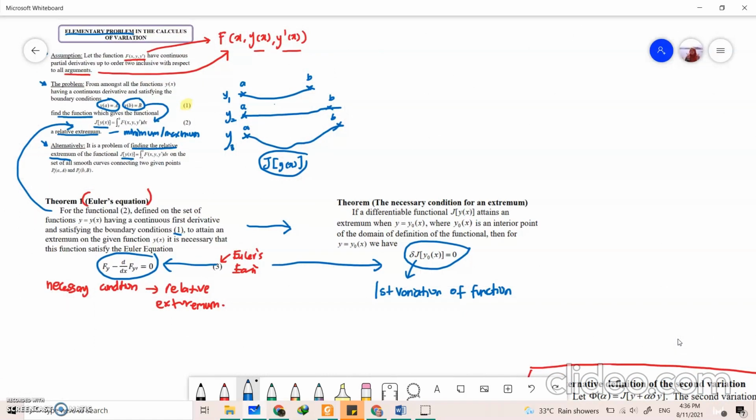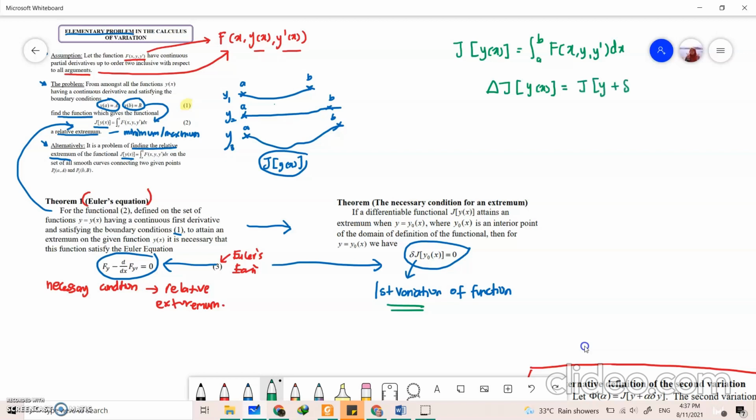So we have the variation here. In order to find the variation, what we need to do is to find the increment of the functional. Remember the functional given here is J[y(x)] equals the integral from a to b of F(x, y, y'). This is a functional of x, y, and y'. Now, in order to find the first variation, we need to find the increment first, where the increment of J is given by J[y plus delta y] minus J[y].